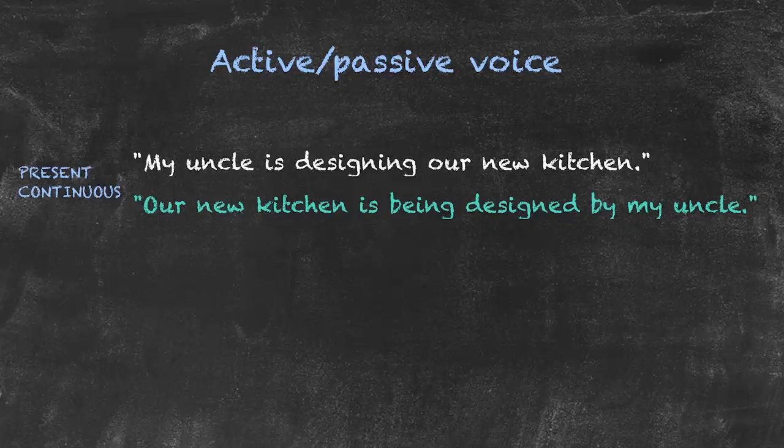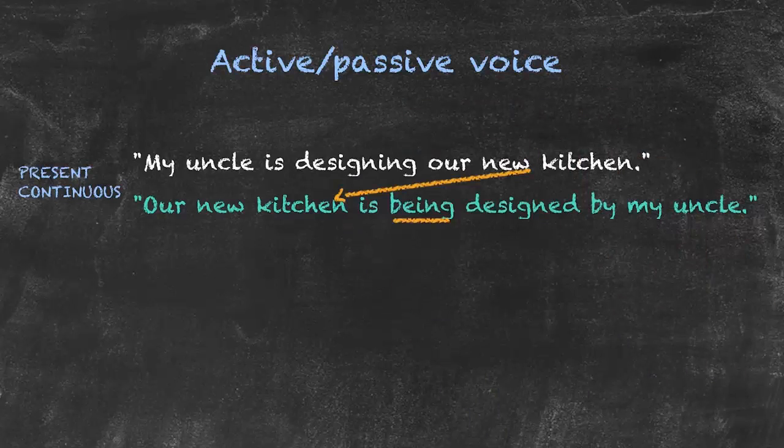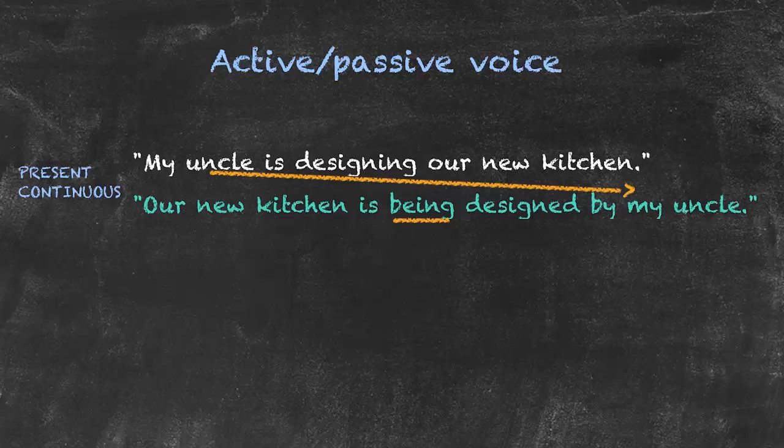We know that the auxiliary verb needs to stay in that tense, so it becomes being. The verb has changed to the past participle, and the object has moved into the subject position, and the subject is in the final position, resulting in, our new kitchen is being designed by my uncle.